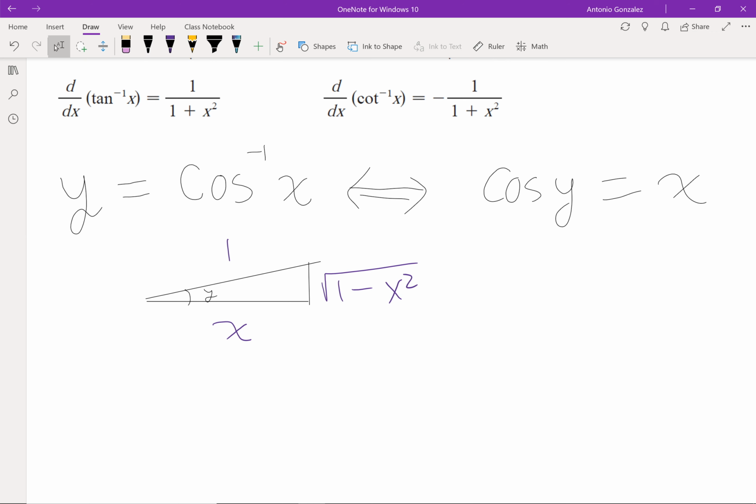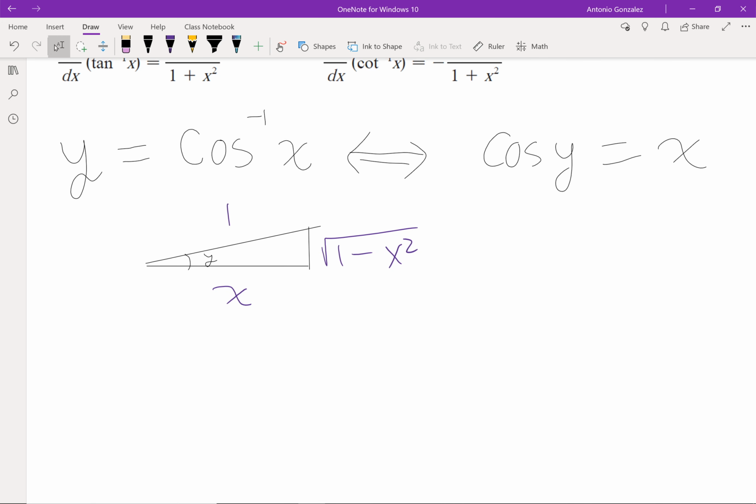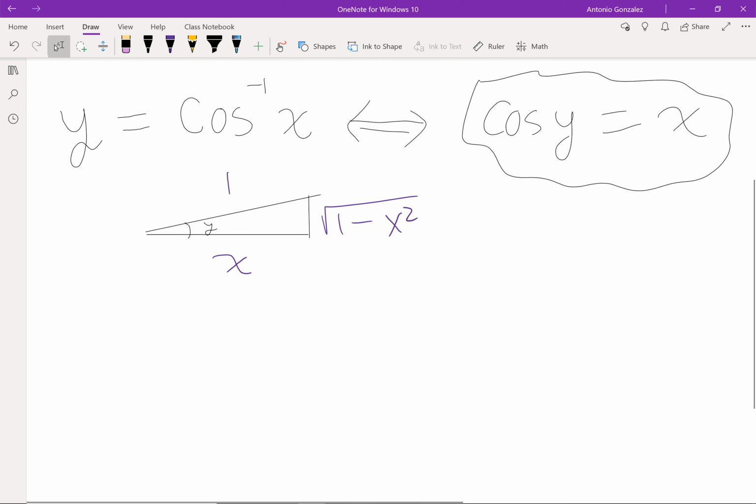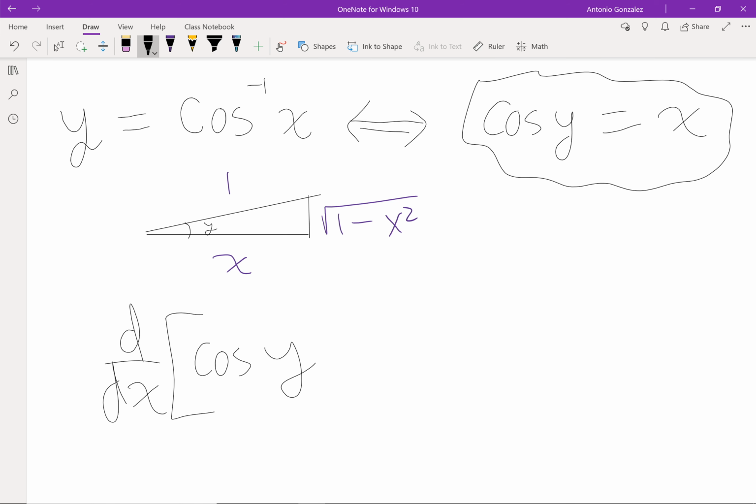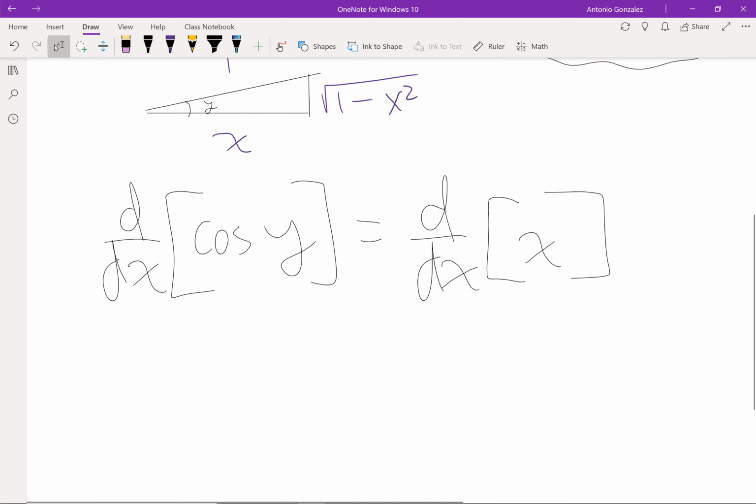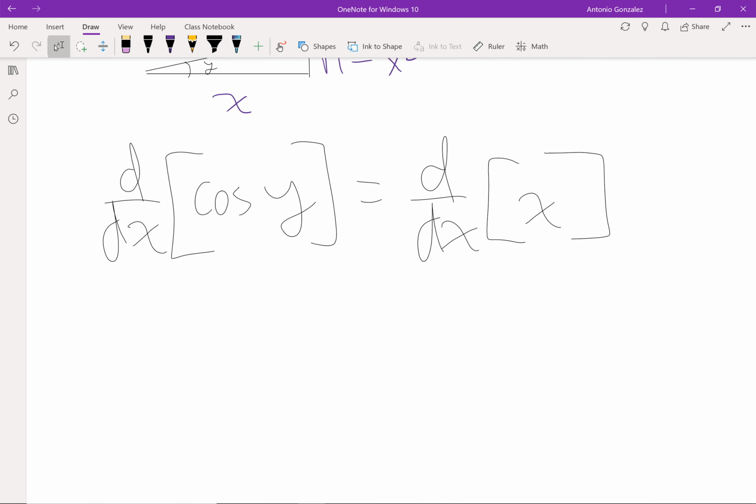So if I want to find the derivative of the inverse, I know a place to start is, well, I know how to find the derivative of the cosine. So why don't I start with a problem that I already know how to solve? I want to take the derivative of this. The x is the independent variable, so with respect to x, the derivative of cosine y equals the derivative of x. We'll use implicit differentiation here.